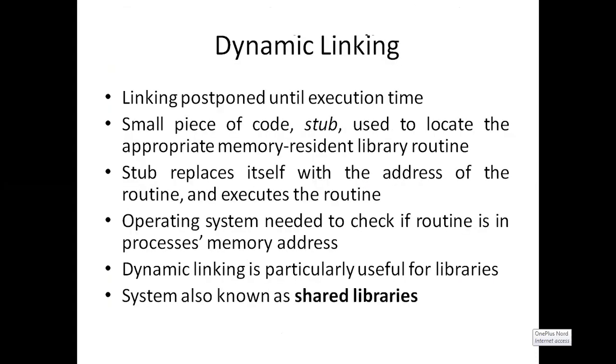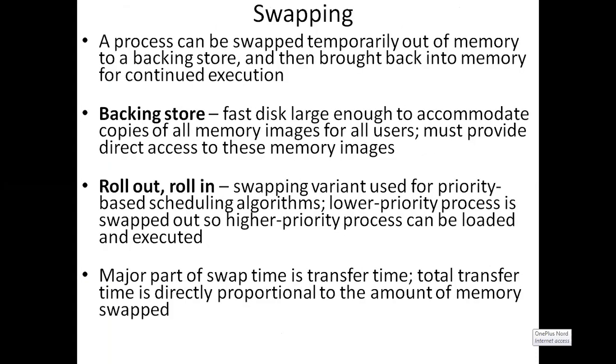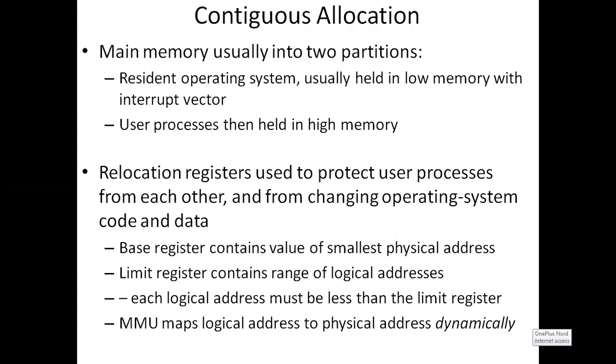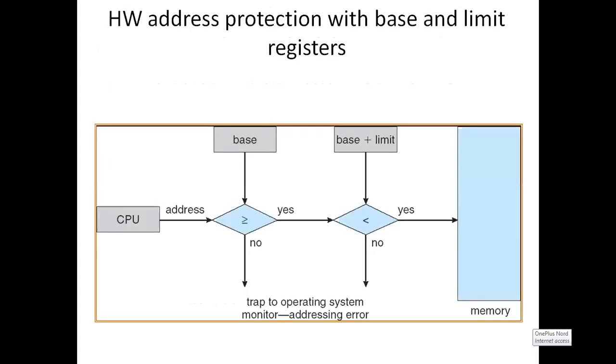The next ones we had to talk about are dynamic loading and dynamic linking. And then swapping, swap out, we already discussed all these things. This one is also important. Whenever the CPU generates an address, the address needs to be greater than or equal to the base address and it needs to be less than base plus limit. Then only are we in the memory which was allocated to the process.